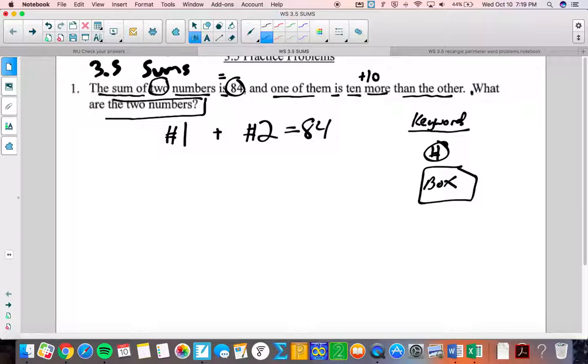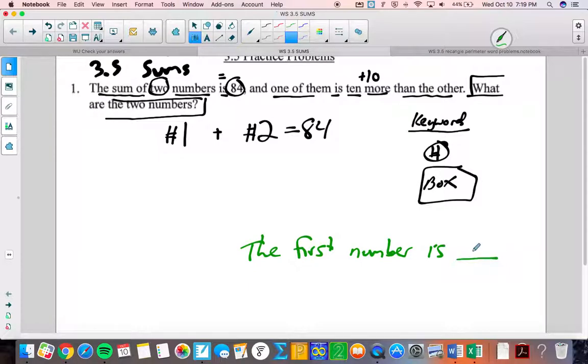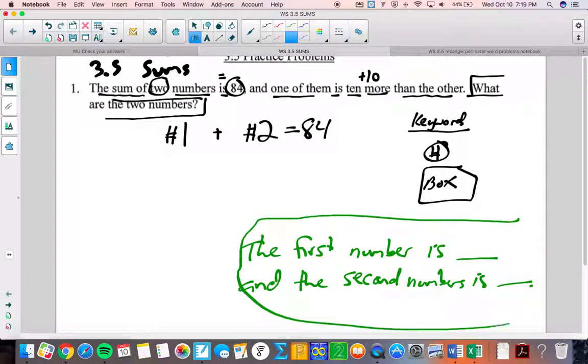And what's cool about boxing the question is then I can actually even start to answer it. The first number is, now I don't know what it is, but I'll need to find that out. They want to know both numbers, so then I can say the second number is blank. If I can figure out these two blanks and I can just put them in the blanks, I then answered the question. So I'll even circle it or whatever. But now I got to figure out how to do this.